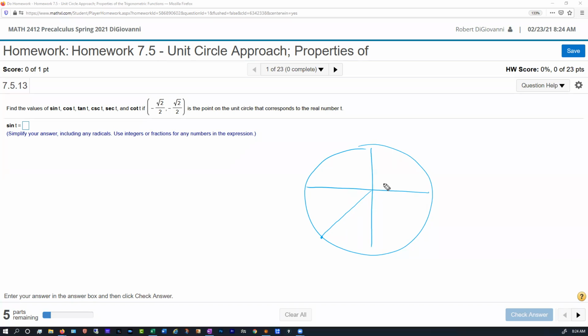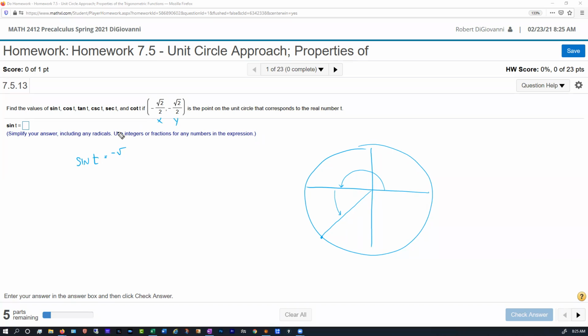And that's 180, right? This is 180, and then we add another 45. And so it's 225. And that's not important. What's important is the point here, the x and the y coordinate. So sine of t in this case will be the y coordinate.